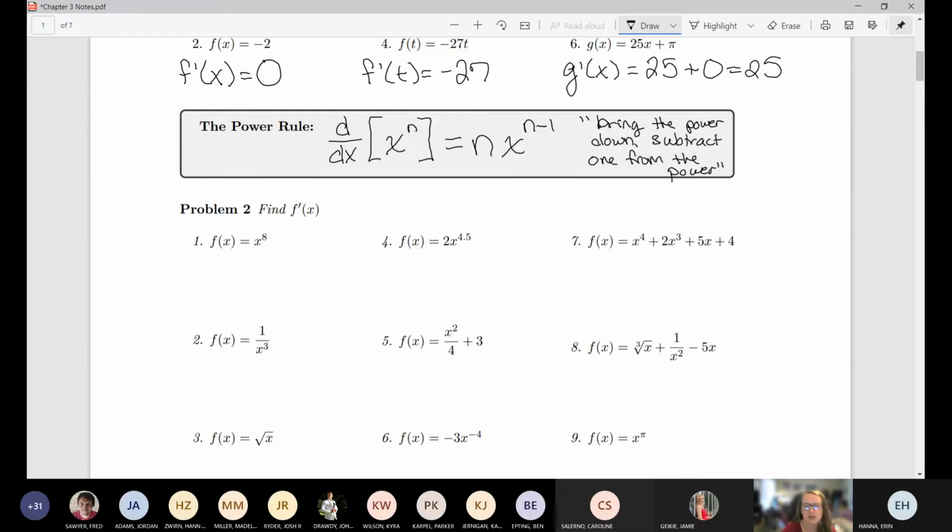Before I forget to say it, yes, you will have to memorize these rules. Again, we do so many of them that they should start to just be memorized, but you will need to commit them to memory.